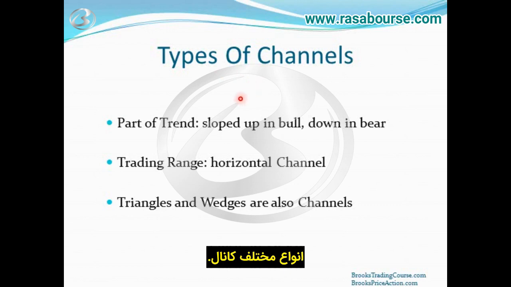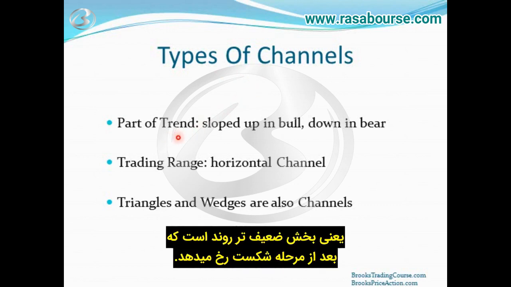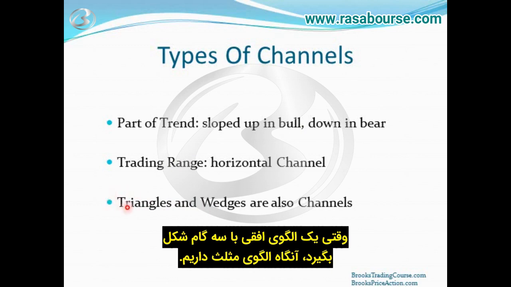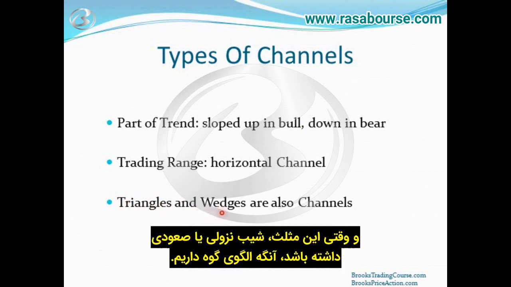Types of channels. A channel is part of a trend. It's the weaker part of a trend after the breakout phase. It's sloped up in a bull, down in a bear. And in a trading range, it's horizontal. Triangles and wedges are also channels. When the three-push pattern, the triangle, is horizontal, it's a triangle. When the triangle is sloped up or down, it's a wedge.